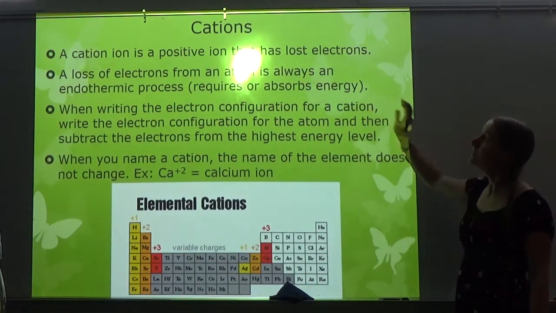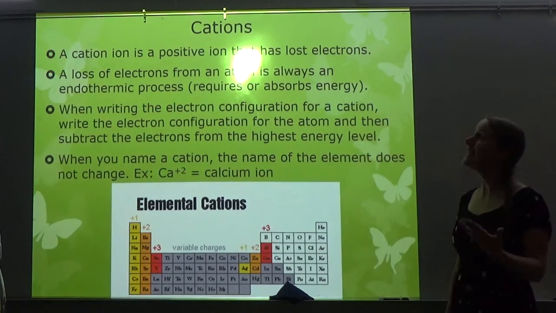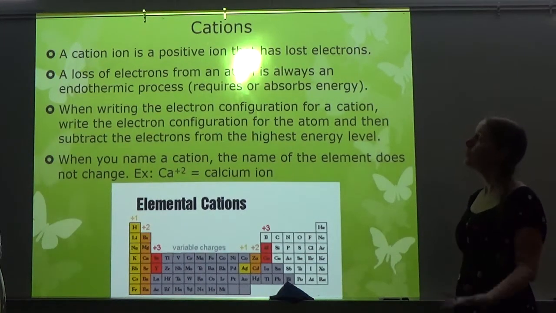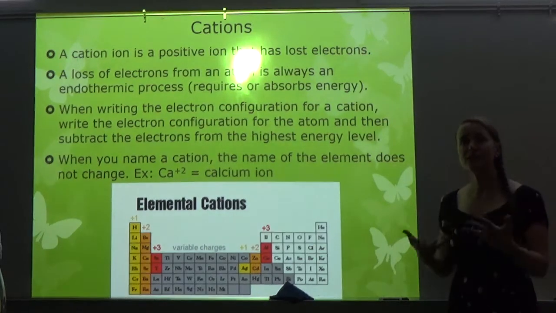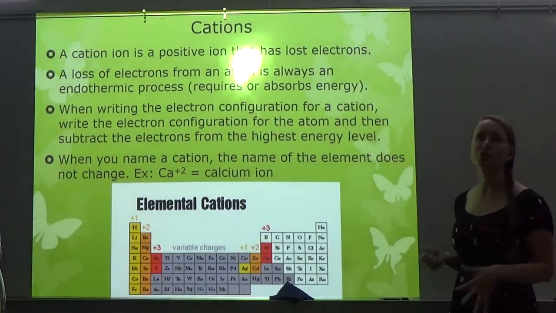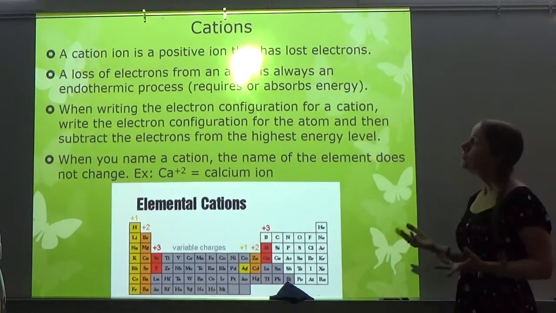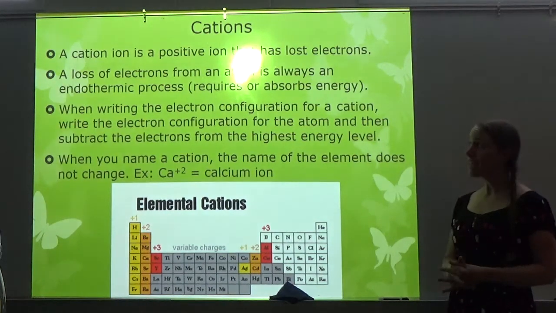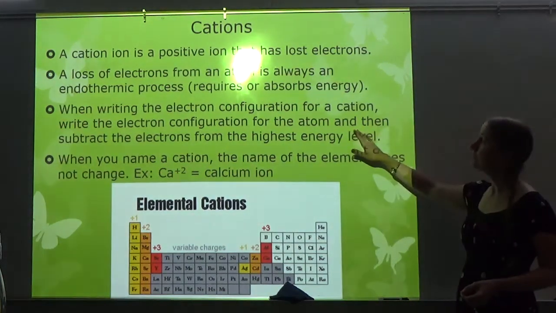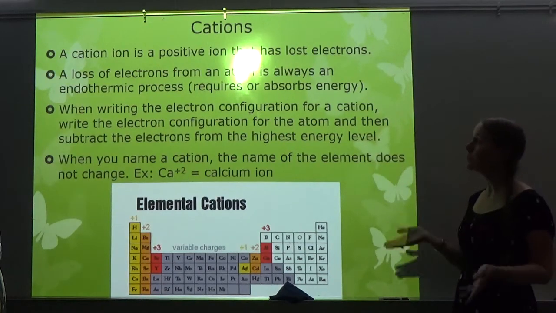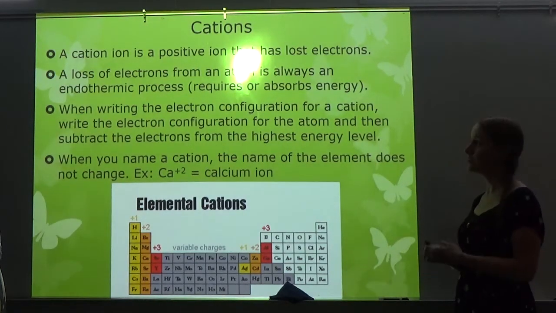A loss of electrons from an atom is always an endothermic process. It requires or absorbs energy. In other words, it requires energy for us to try to take an electron away from an atom. When writing the electron configuration for a cation, you write the electron configuration for the atom and then subtract the electrons from the highest energy level.